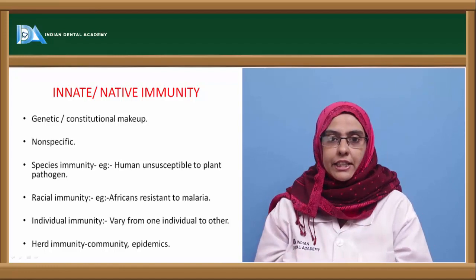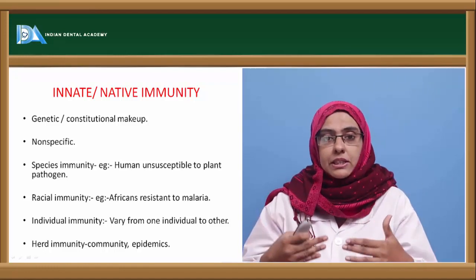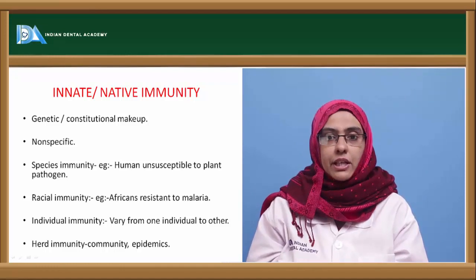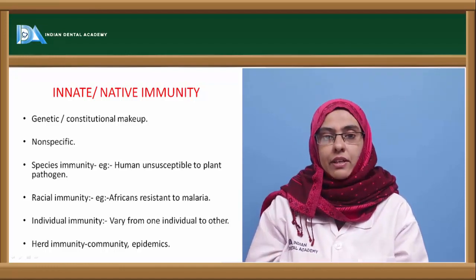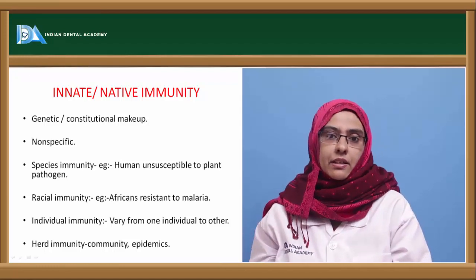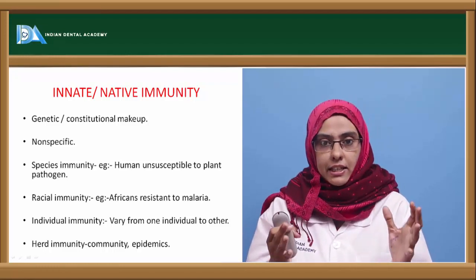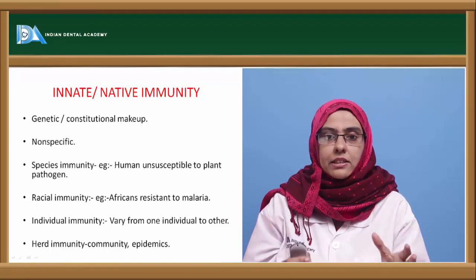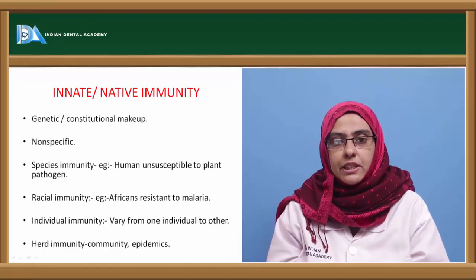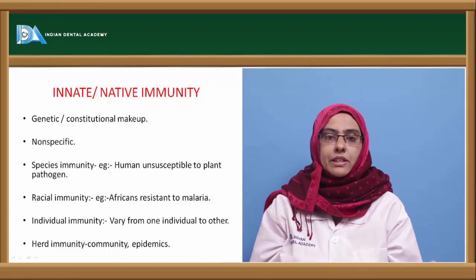Next we have racial immunity. Within a species, races also differ in their immune responses or immunity towards different types of infection. Take for example Africans. Africans are more resistant to malaria than the Asians. So here the races are different and hence the immunity towards that particular organism is also different. So within species, races also show the difference in their immunity.